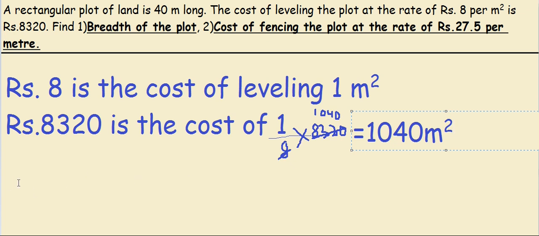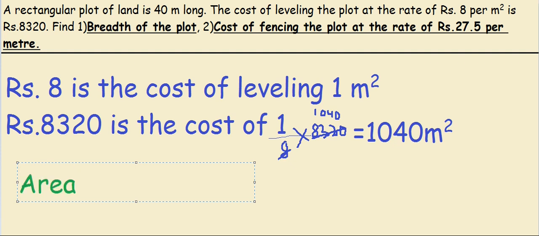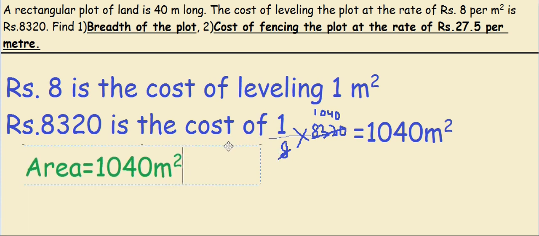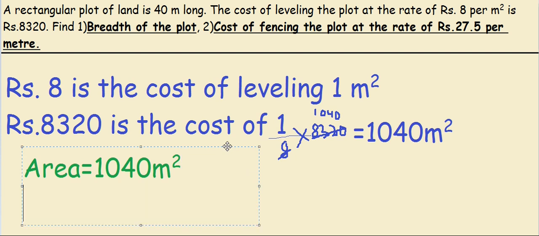So I will write area. I have got 1040 and the length is given, that is 40. Now you can easily find the breadth. Whenever area is given and either length or breadth is given, how you can find the other one? By dividing that. So area is 1040 meter square. In the next step I will write length is equal to 40 meter.